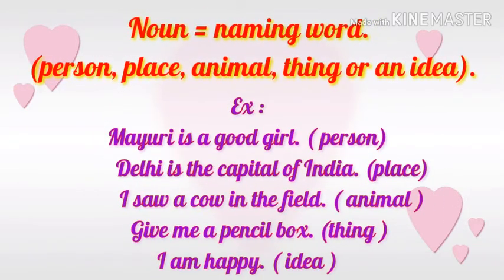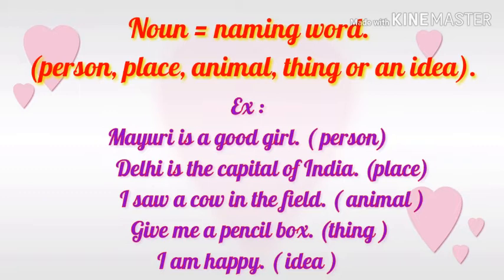The first part of speech is known as noun. Noun is a naming word. It may be a name of a person, place, animal, thing, or an idea. Any names. Okay? So these are known as nouns. The naming words of a person, place, animal, thing, or an idea are known as a noun.